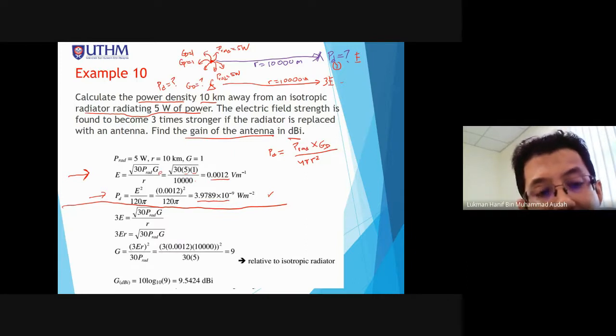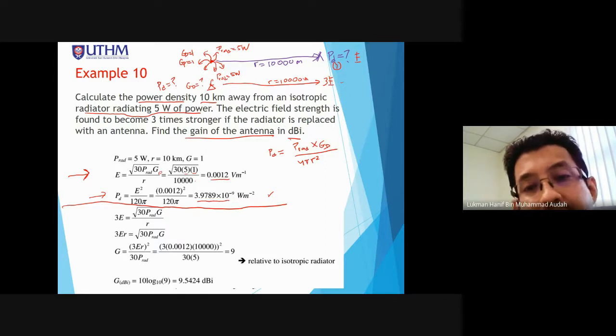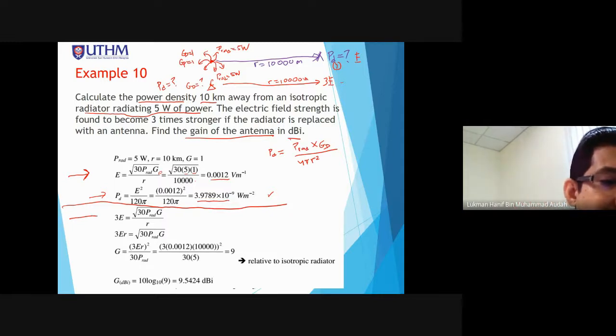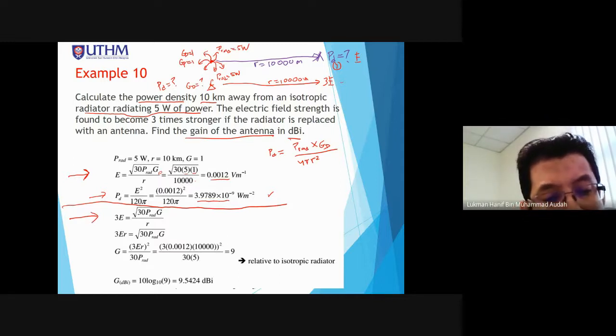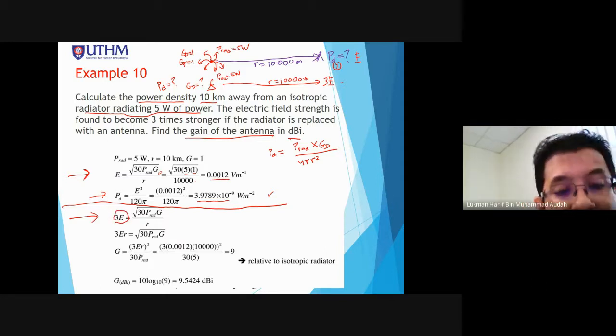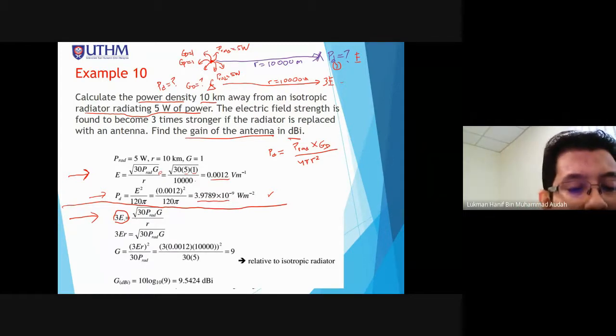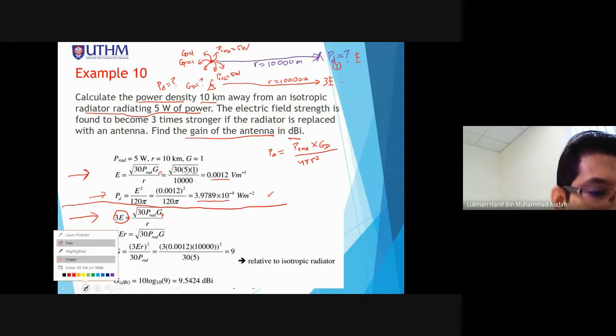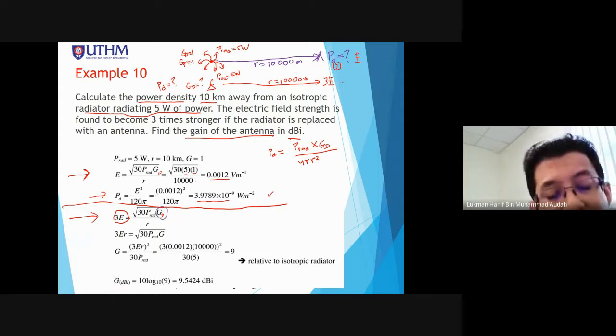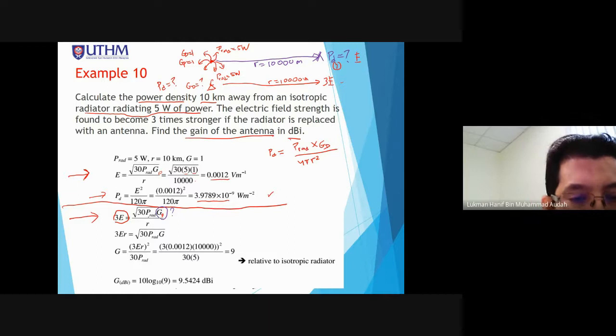The second question dikatakan kalau kita tukar kepada real antenna yang lain, dikatakan kita boleh mencapai nilai E field 3 kali ganda lebih besar daripada E field yang dihasilkan oleh isotropic radiator. So dikatakan di sini kita boleh buat semula. Maknanya kalau kita tukar kepada real antenna ini mampu untuk mencapai 3 kali ganda daripada E field yang dihasilkan oleh isotropic. Okay, so therefore 3E is equal to square root of 30 times P radiation multiplied with GD. Okay, so the issue now is we don't know how much is GD. This is what we want to find. Okay, but we know how much is P radiation.